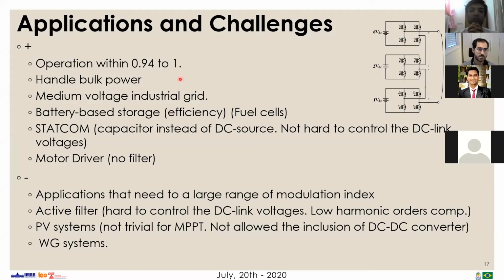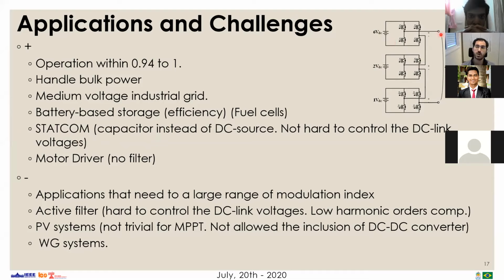Battery-based storage: this inverter is quite a good candidate because when you look for efficiency, you have low switching losses for 80% of the total power. Also for applications with fuel cells. Again, in all applications, you need to assure that your modulation index is within this range in order to avoid consuming power in one of the modules. Statcom, I think, is the most promising application for such a topology because in a Statcom you are compensating reactive power, and of course, you don't use DC sources. You are using capacitors.